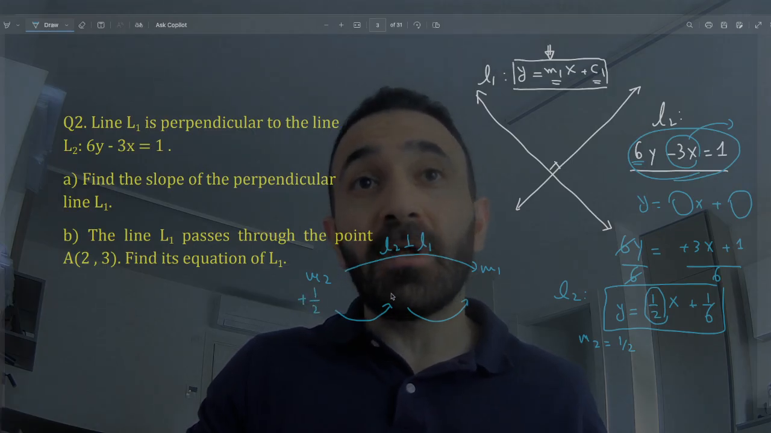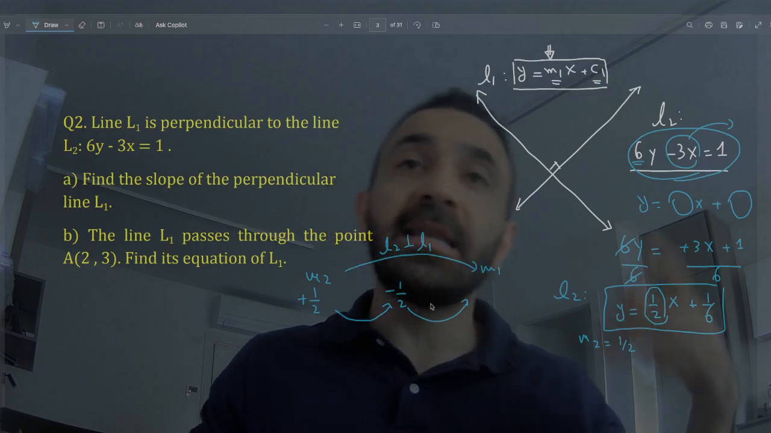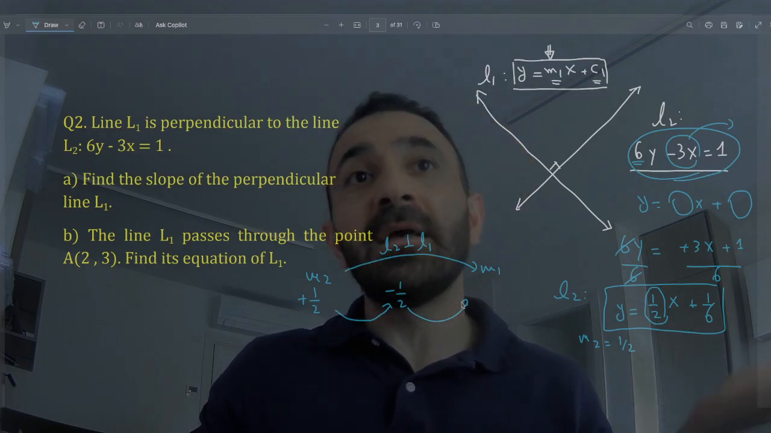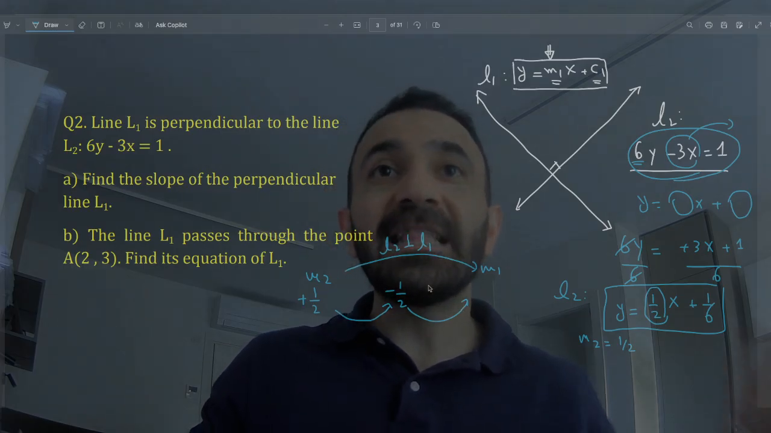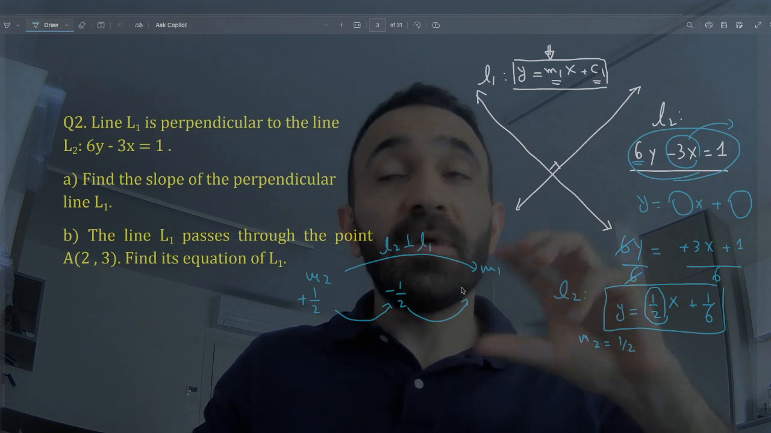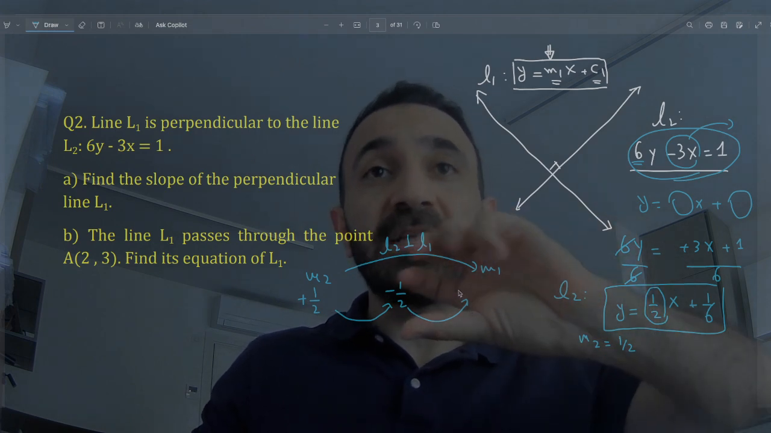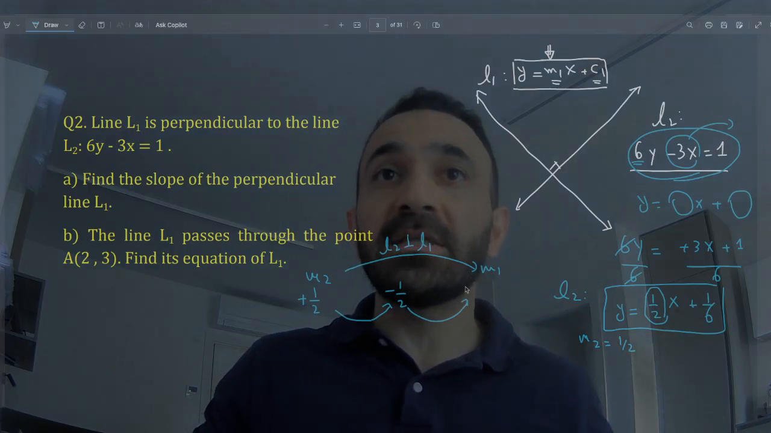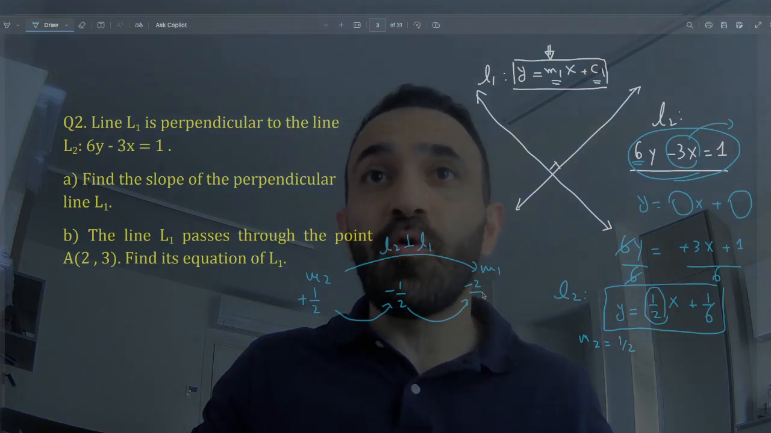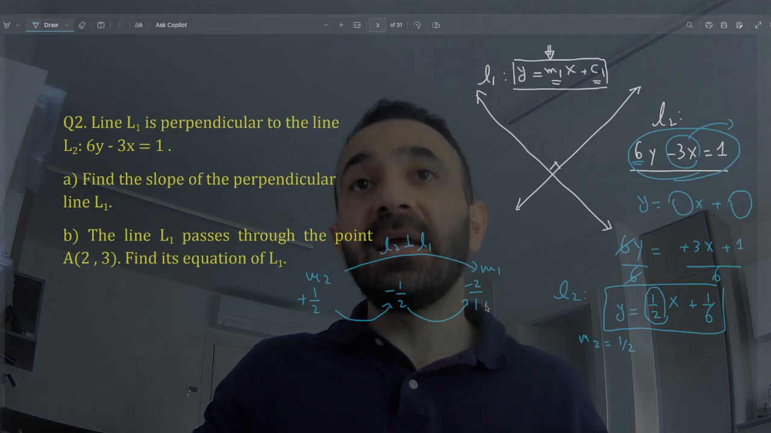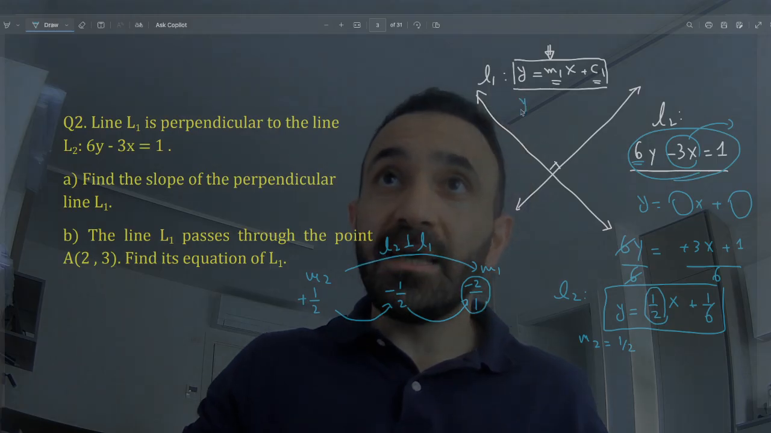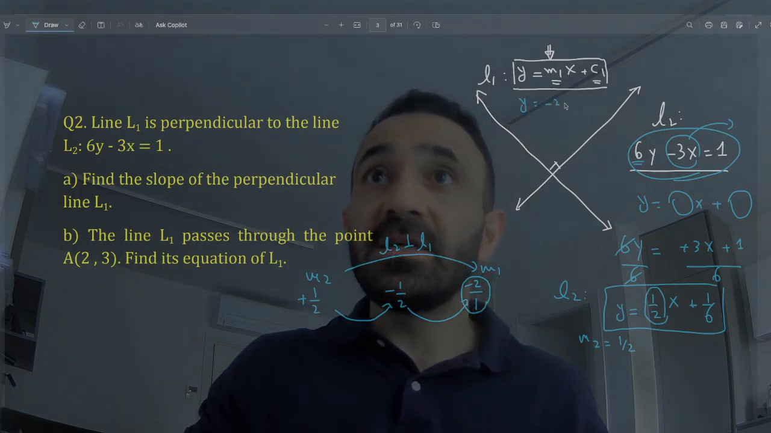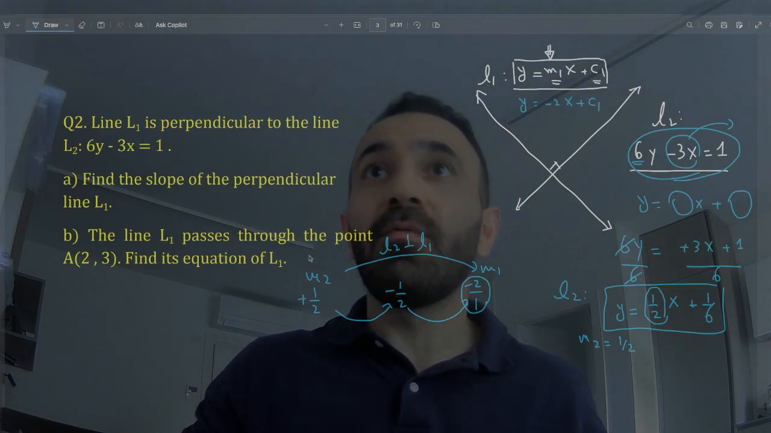First, if it's a plus, you're going to make it negative. And if it's a negative, you're going to make it positive. In this case, plus 1 over 2 becomes minus 1 over 2. Okay? And then you have to flip it. What does flipping mean? You have to exchange the denominator with the numerator. So it's going to become minus 2 over 1. That's it. This is the slope of line 1. So y equals minus 2x plus c1.